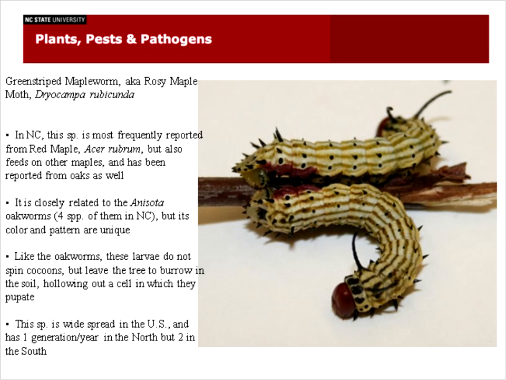Like the oak worms, and also like their larger relatives like the hickory horned devil and the imperial moth, they do not spin a cocoon, but when the larva is full grown, it drops down from the tree or crawls down the trunk and burrows into the soil to hollow out a cell. There's only 1 generation a year for this species in the Northeast, but there are reported in the South 2 generations a year for this species.